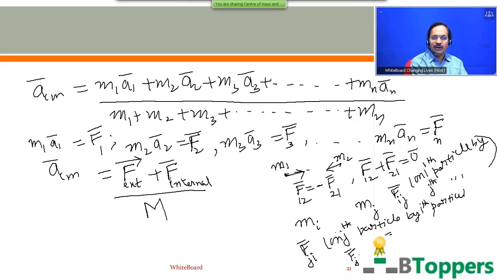So the vector sum of all the internal forces between all the particles of the system will be equal to 0 vector. Therefore, the vector sum of all the forces acting on all the particles of the system can be simply written as equal to the vector sum of the external forces acting on the system.